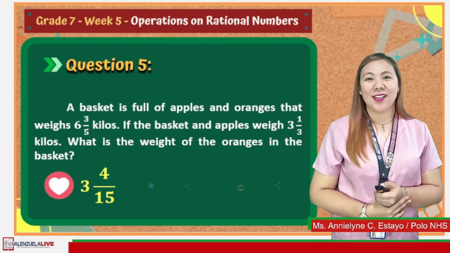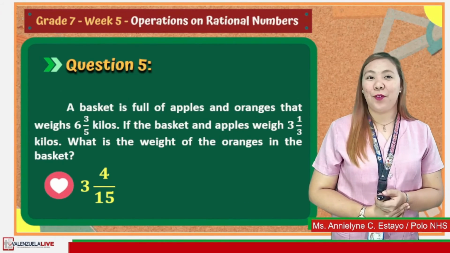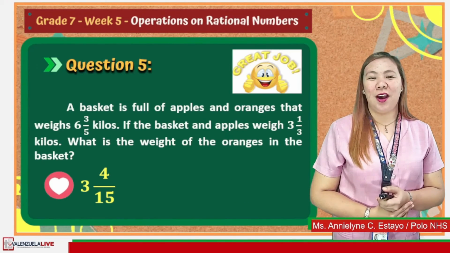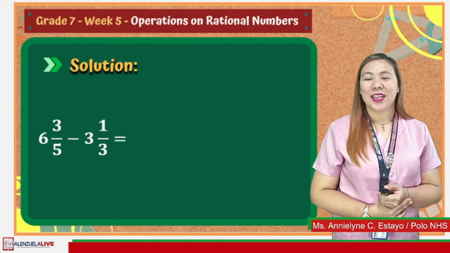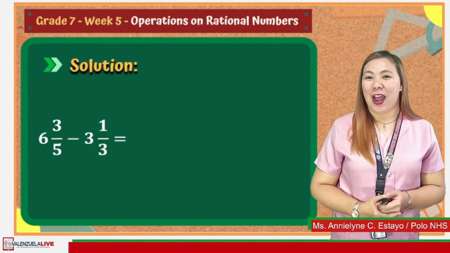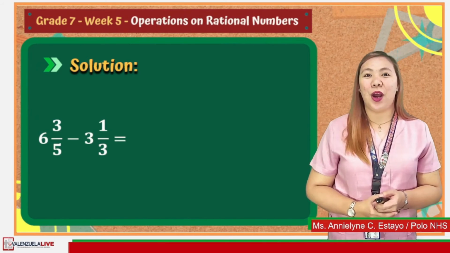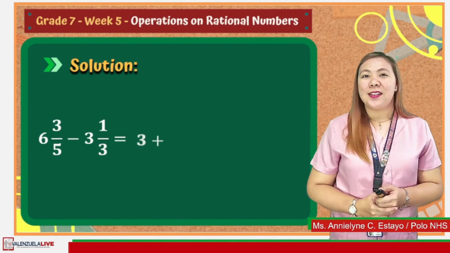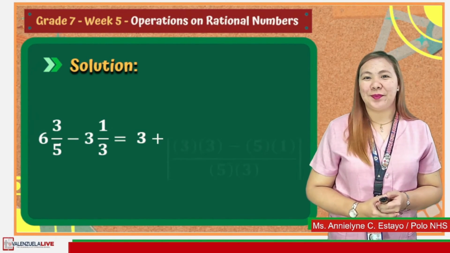The answer is heart, 3 and 4 over 15. Good job! 6 and 3 over 5 minus 3 and 1 over 3. 6 minus 3 is 3.